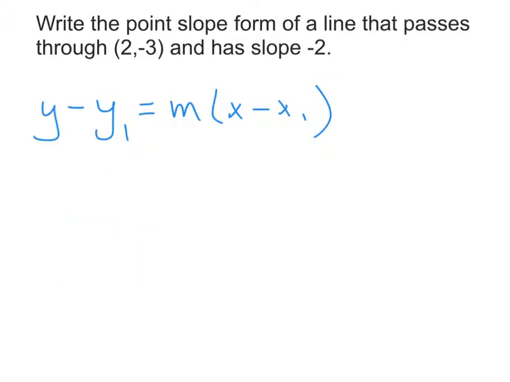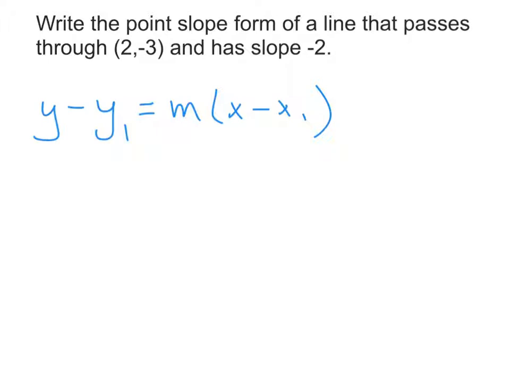We're going to do this example where we write the point-slope form of a line that passes through the point (2, -3) and has a slope of -2. This is a really easy problem because they want the point-slope form, which requires a point and a slope, and what do they give us? A point and a slope. So they literally give us the three pieces we need to plug in.